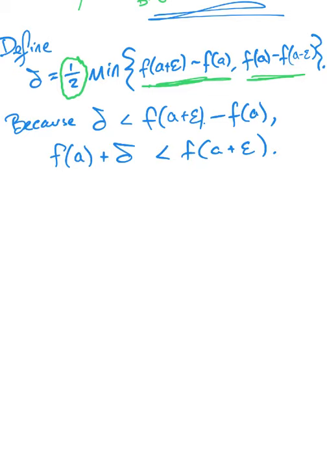This is clearly a true fact, right? You replace delta by what it's less than, which is f of a plus epsilon minus f of a, and you get f of a plus epsilon. Now, f inverse is strictly increasing. What does that mean? So f inverse of the left is less than f inverse of the right. But f inverse undoes f.